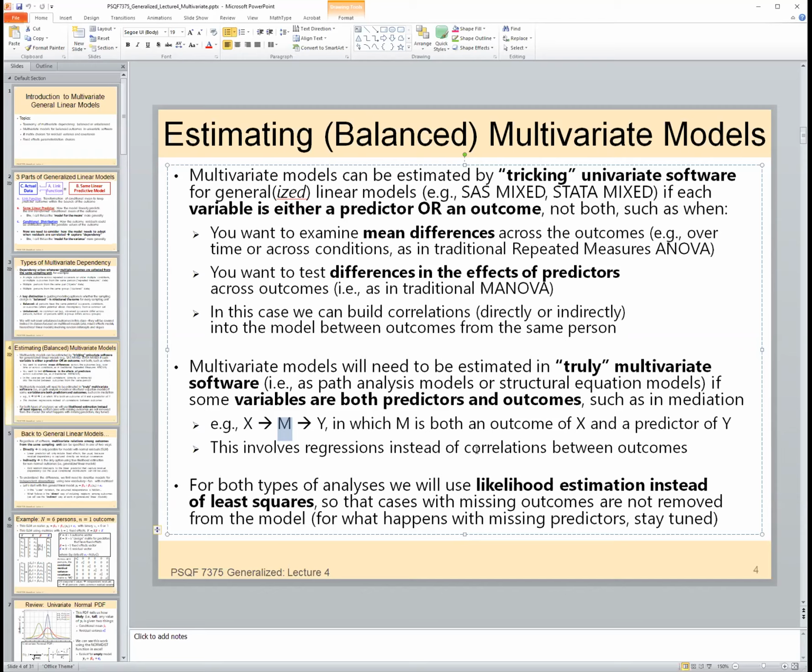SAS has a package called CALIS that does theoretically do path models, but it has a lot more limitations. It doesn't allow any kind of non-normal outcomes, and it insists everything has to be normal, including the predictors. So I'm not even going to try that.